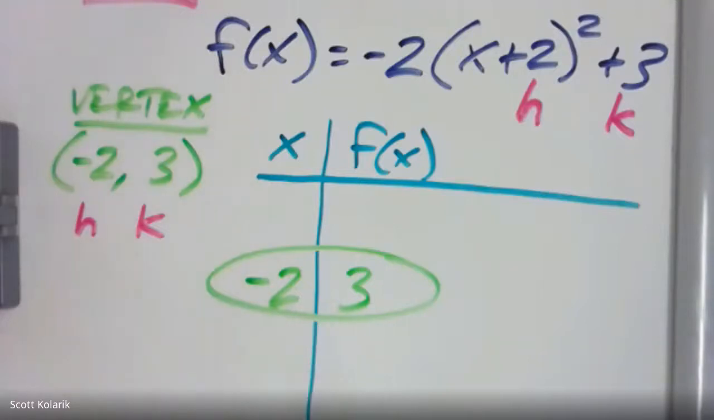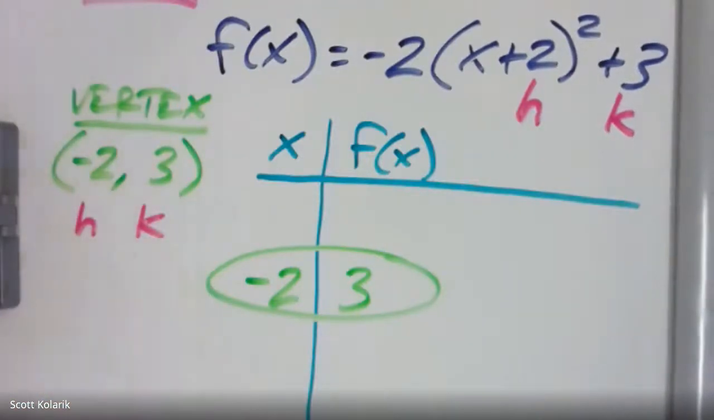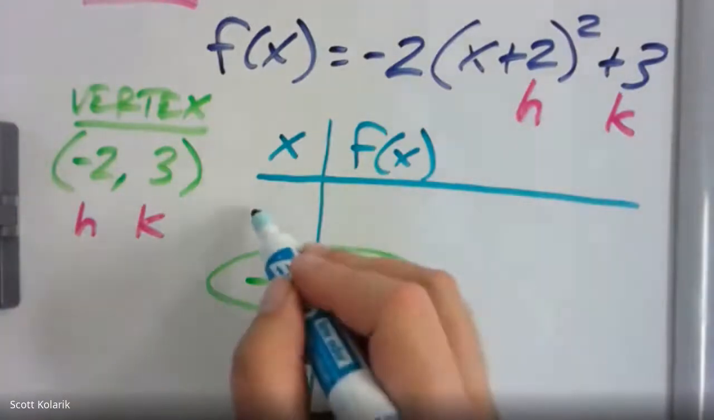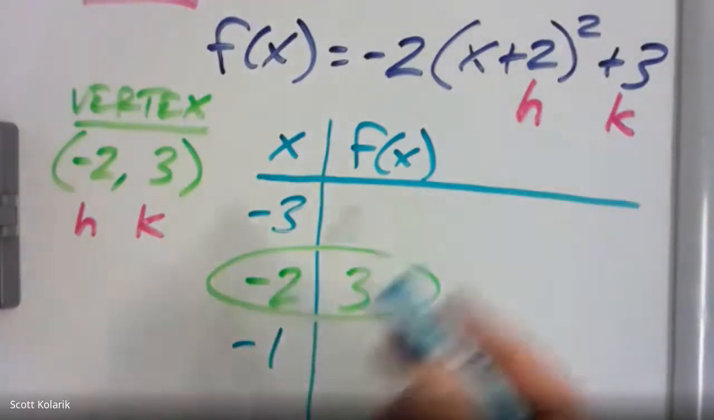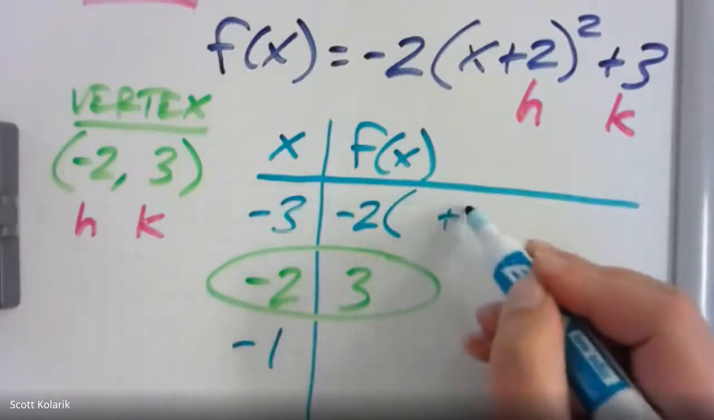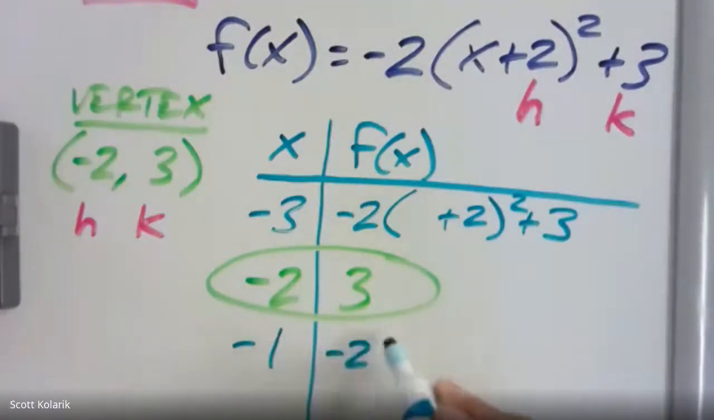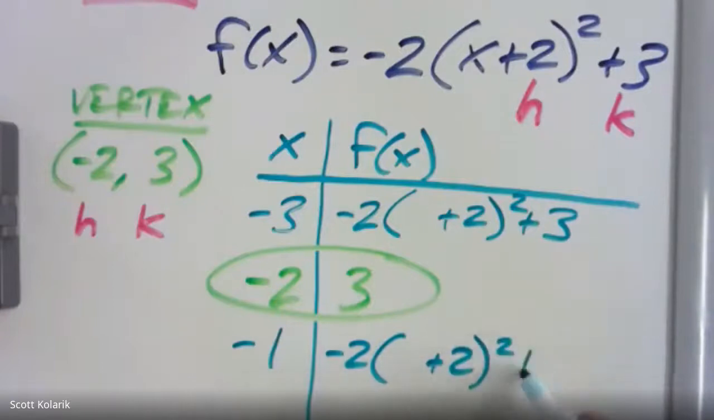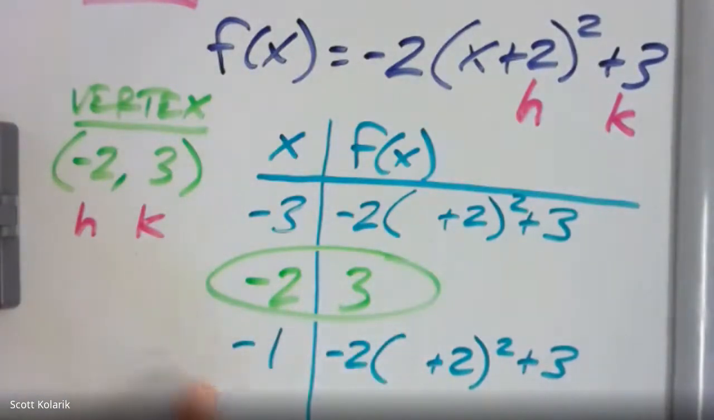And then just like my previous problems, I need to pick a value less than that, or left of that on the visual graph, and then a value right or greater than that on the visual graph as well. So a number less than -2 would be -3. A number greater could be like -1. These will get plugged back into my original equation. So just like the previous problems, -2 times x plus 2 quantity squared plus 3, right? Same thing will go for this one. And just like the others, I just have to be careful of order of operations. That -3 is what gets plugged in for x here. -1 gets plugged in there.